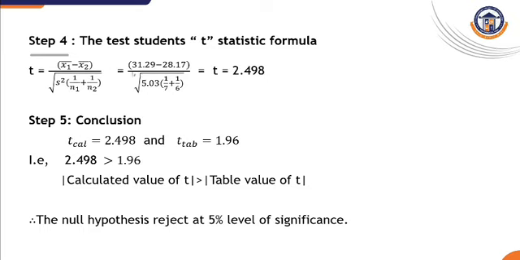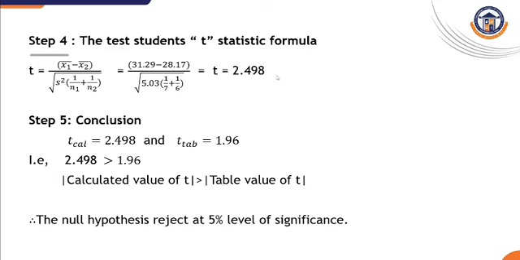So t equals 31.29 minus 28.17, divided by the root of S squared, which we already determined as 5.03, into 1 by 7 plus 1 by 6. Therefore we simplify this data. The t value is 2.498. This is our calculated value of the t-test.